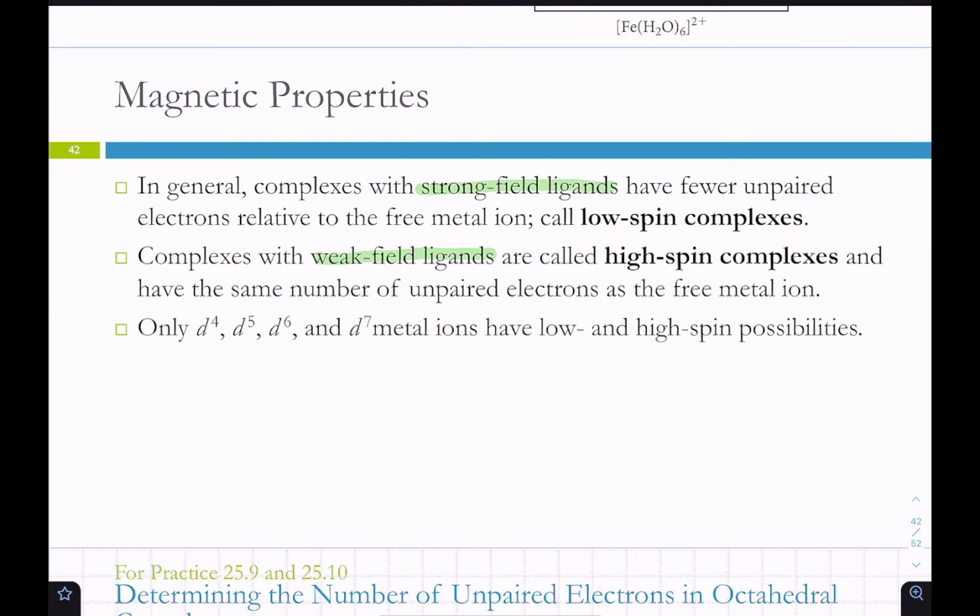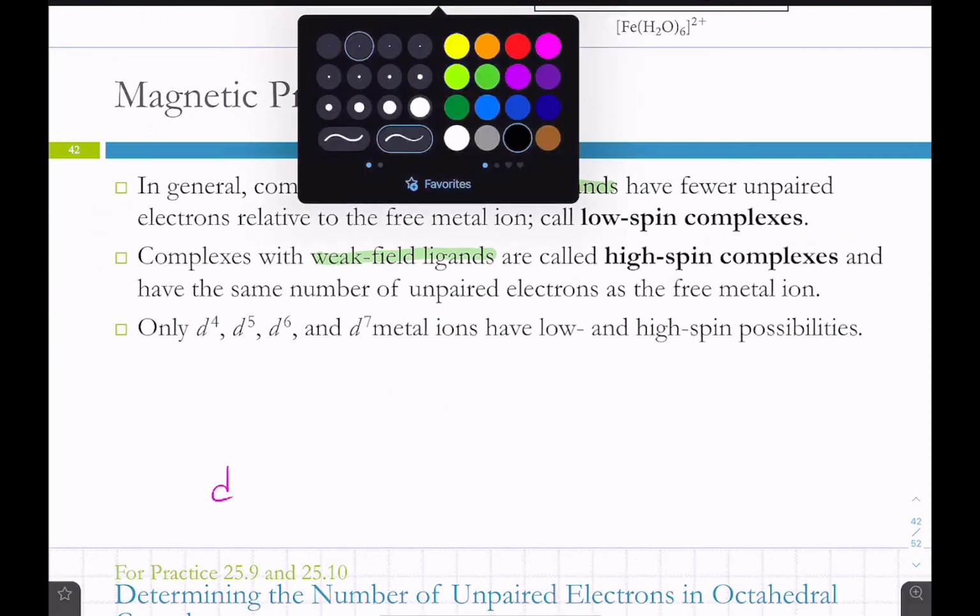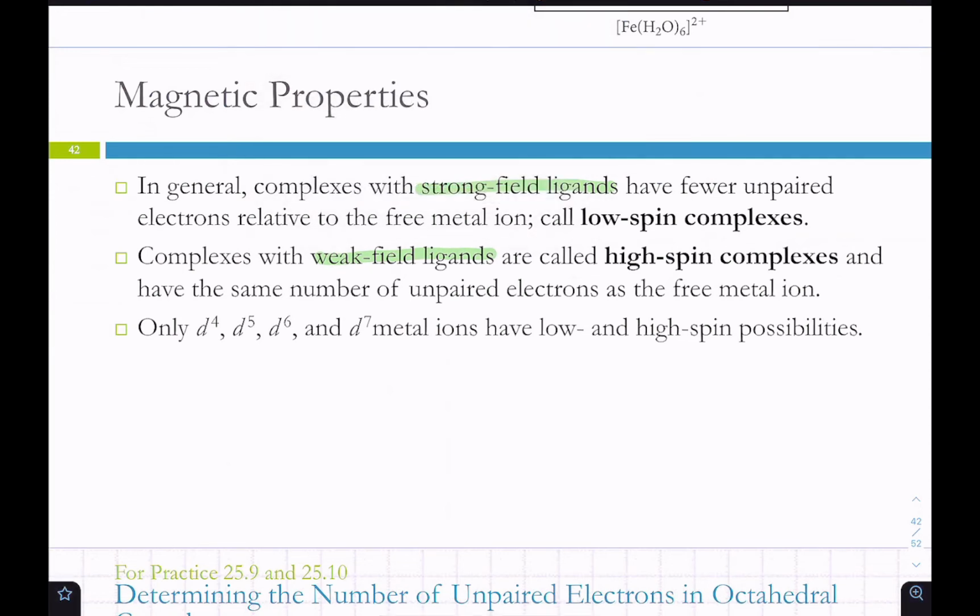So if we had a d3, for example, we've got splitting here. Even if we had strong field ligands, so we've got a high crystal field splitting energy, we still only have 3 electrons to place, so they're all unpaired. Doesn't matter what those 2 other orbitals are doing.